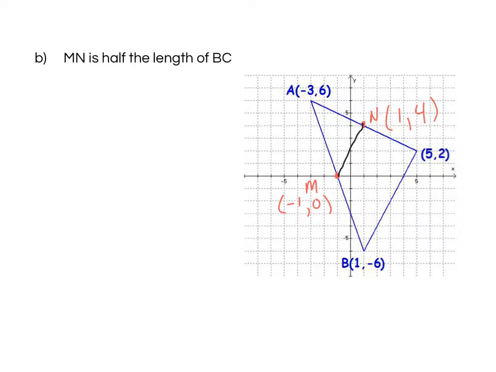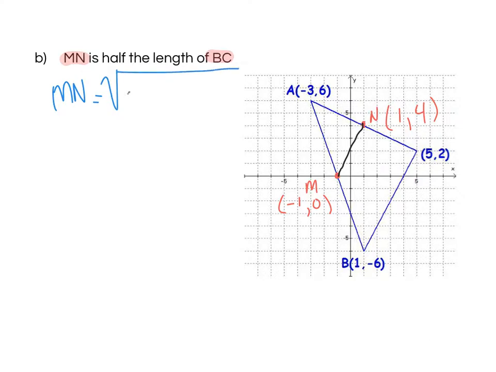So the second half of this question asks that I prove that MN is half the length of BC. So how do I go about knowing the length of these lines? Well, luckily I have the length of a line formula to use, right? So for the length of the line MN, I can find the length by using my length of the line formula. So remember that that looks like this.